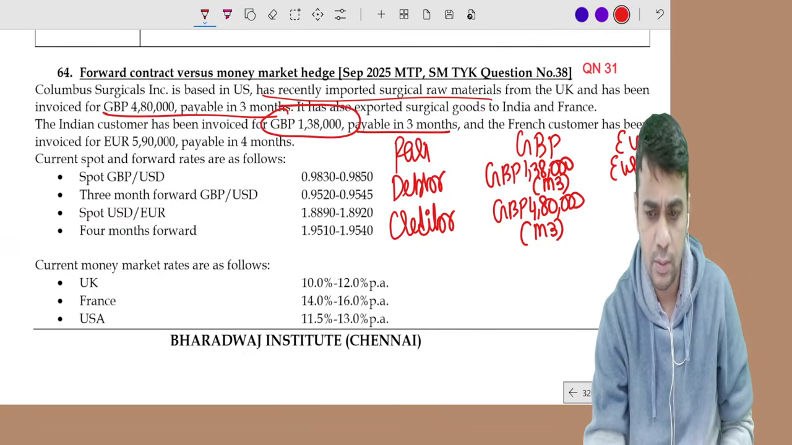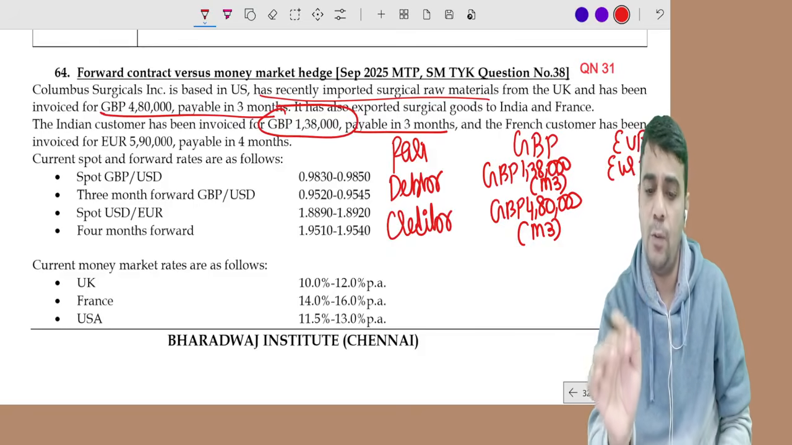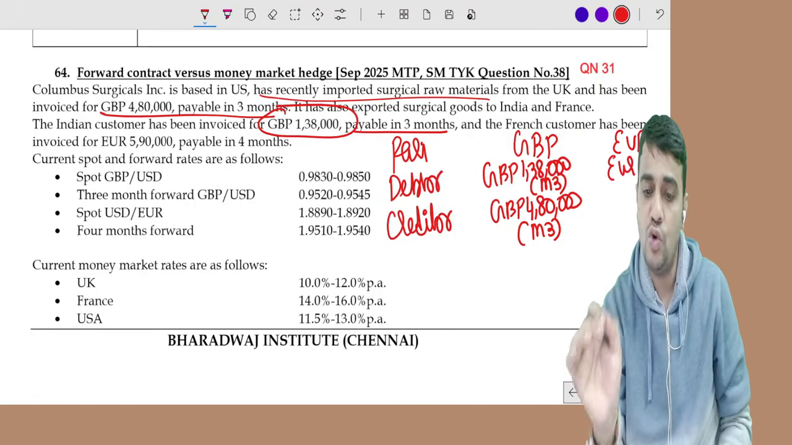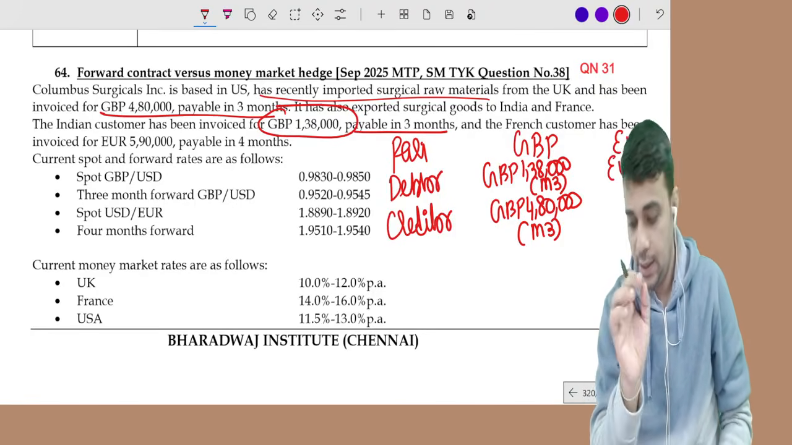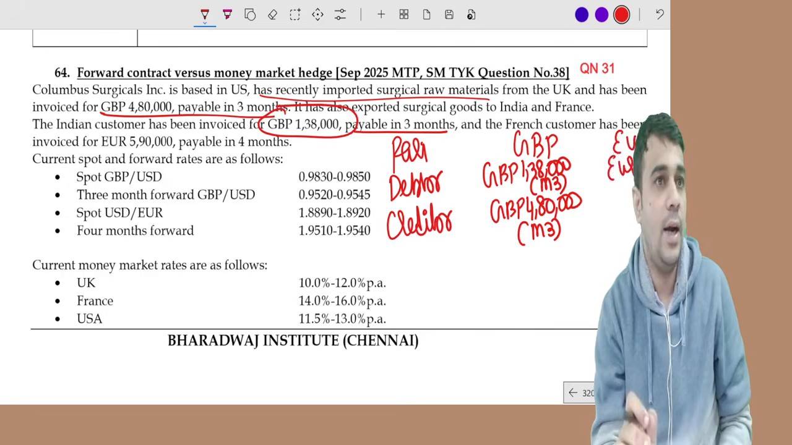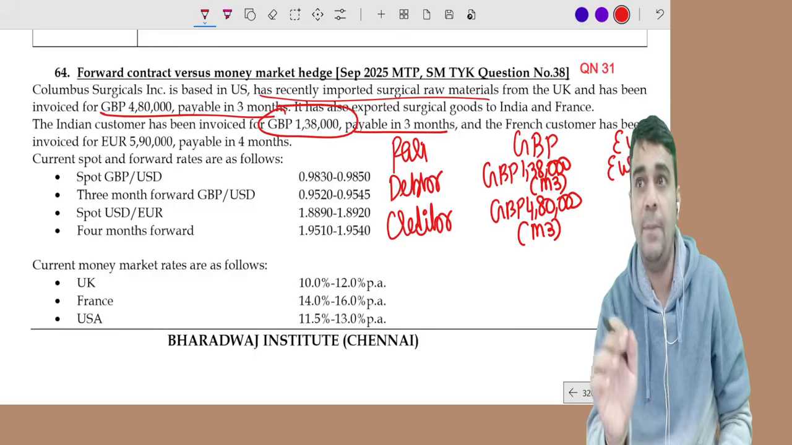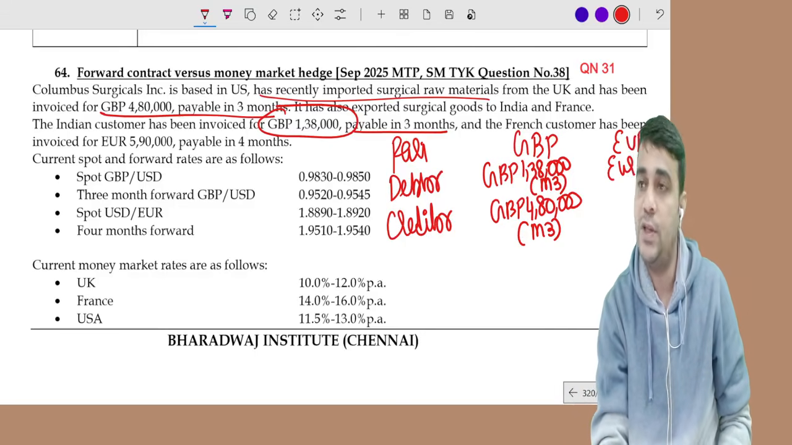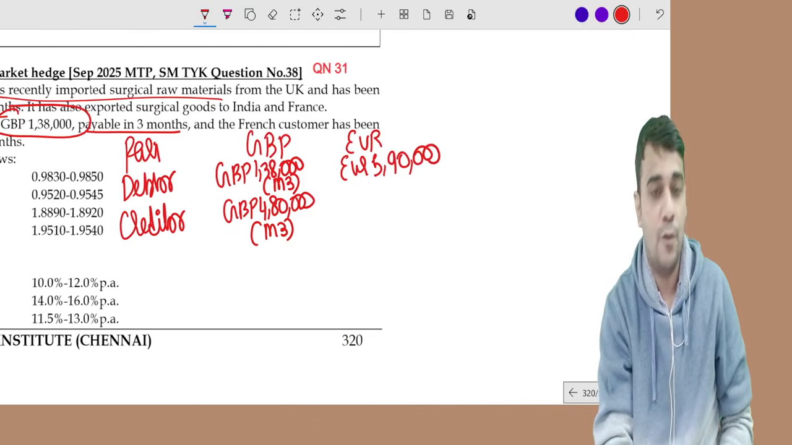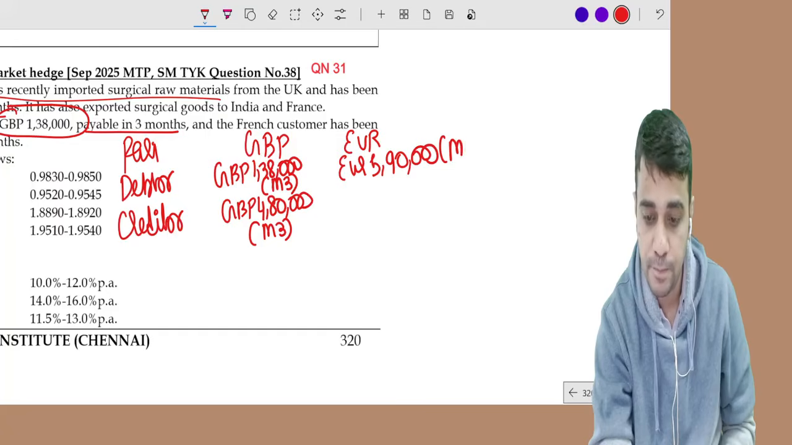Debtor only, no? The Indian customer has been invoiced. I have exported goods to India and France. Indian customer, I have exported how much? 138. Payable in which month? Third month. Payable means he is paying, I am not paying. Payable in 3 months. And the French customer has been invoiced how much? 5,90,000. Payable in 4 months. So this is month 4.